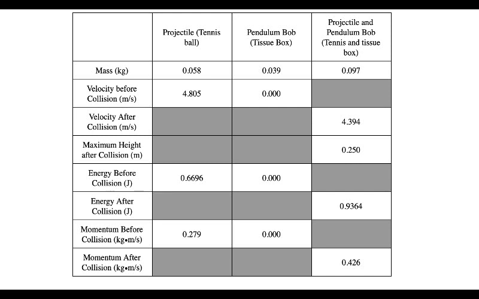The mass of the projectile and pendulum bob were found using an electronic balance. The velocity of the projectile immediately before the collision and of the system immediately after the collision were determined through video analysis by using data points from the generated velocity versus time graph, and the height of the system was found using the greatest y value generated from the position versus time graph.